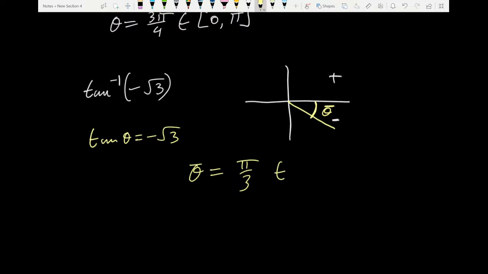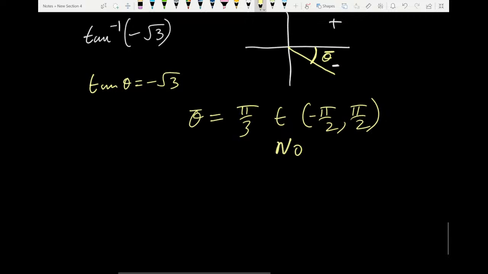But does pi over 3 live inside negative pi over 2 to positive pi over 2, and live in the fourth quadrant? No. Pi over 3 lives in the first quadrant. So how do I get this actual angle that lives in the fourth quadrant? Again, it's a coterminal angle. It's going negative, so it's going to be negative pi over 3. So that's your final answer.